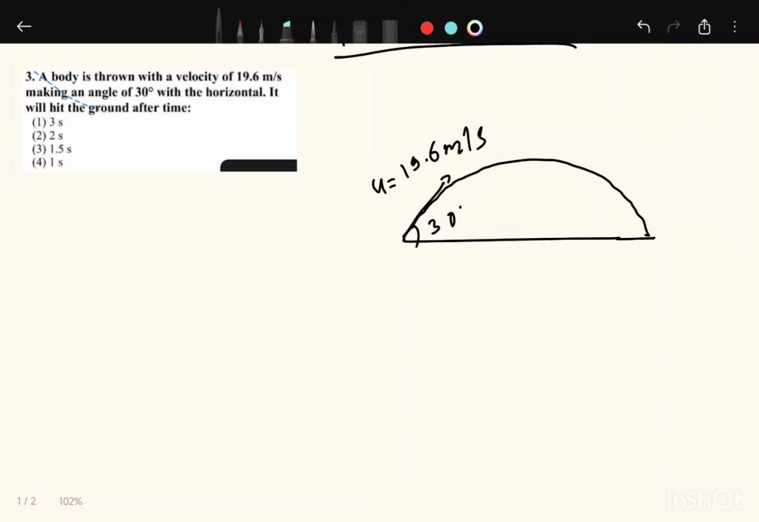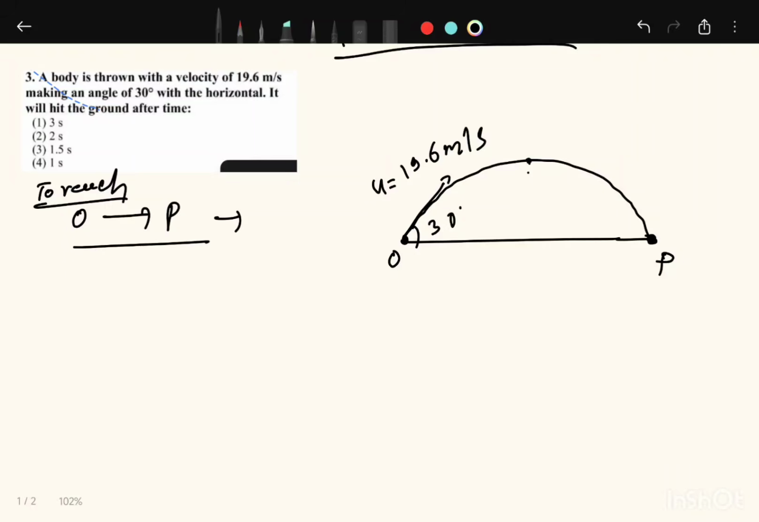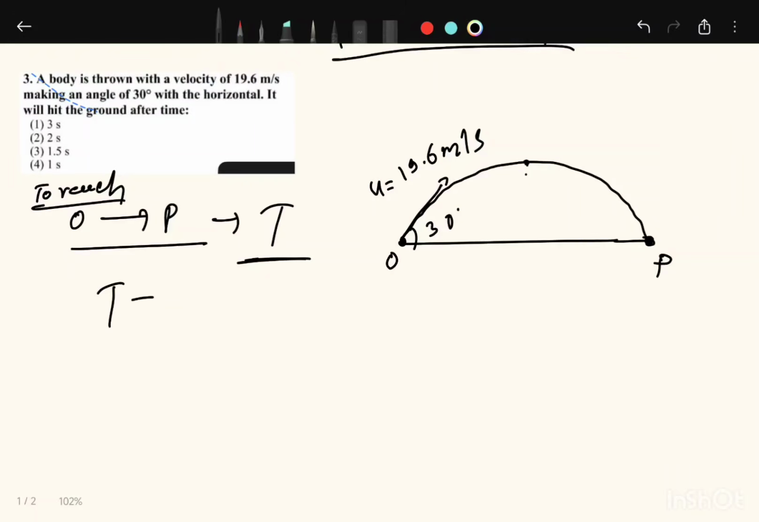So when it hits the ground, let's suppose this is O and this is P. When your particle or your body reaches the ground, the total time it will take to reach from O to P will be the total time of flight, capital T. And we know total time of flight is nothing but 2u sine theta by g, and that is also equal to the time of ascending plus time of descending.